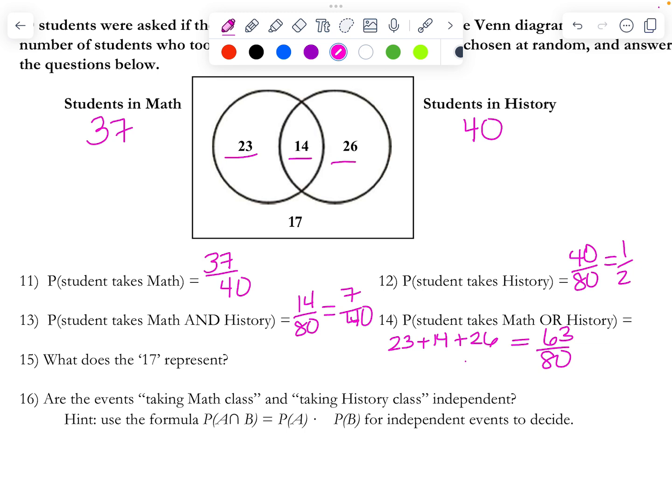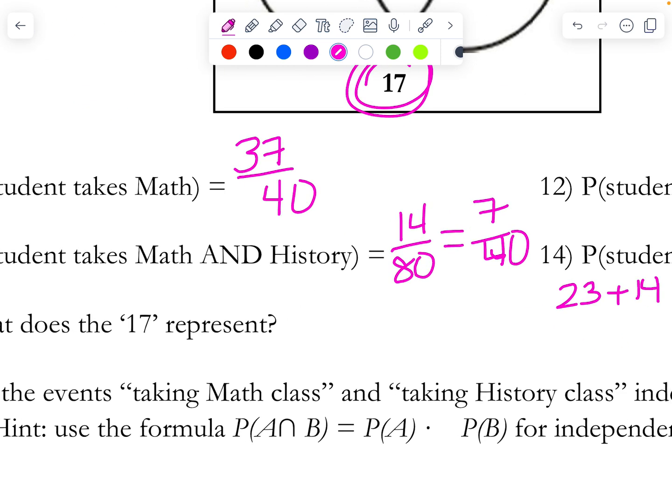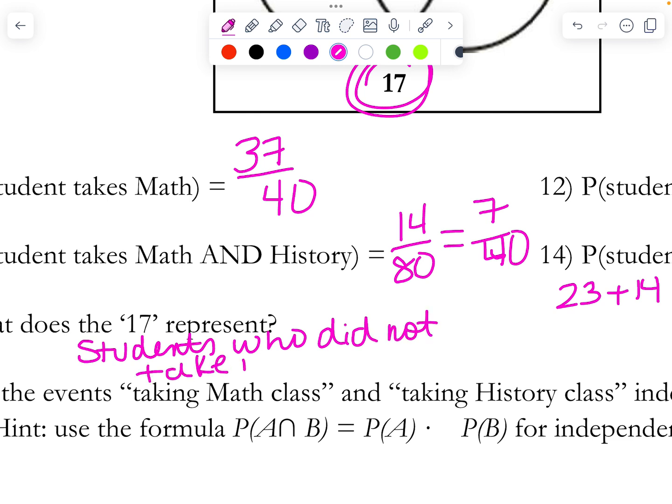Now, what does the 17 represent? The 17 right here represents students that did not take math or history. So students who did not take math or history.